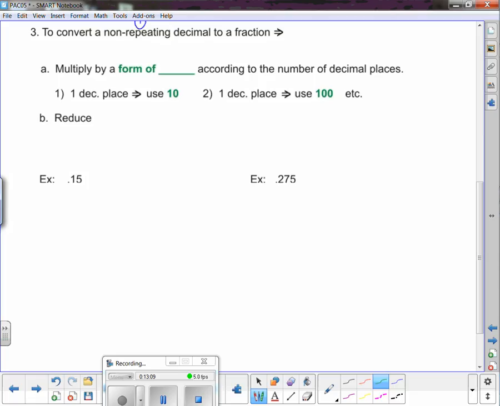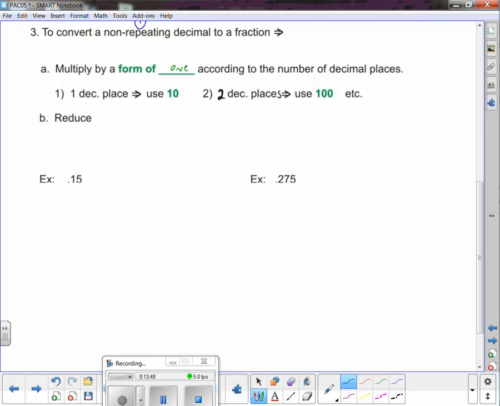Multiply by a form of 1 according to the number of decimal places. And we have to make a correction here in your notes. If there's 1 decimal place, use 10. This next thing should say 2 decimal places. So change that 1 to a 2 and change place to places. 2 decimal places, you'd use 100 over 100. 3 decimal places, you would use what? 1,000 over 1,000. Hopefully you don't have to do any like that, but if you did, it'd be 1,000. 4 decimal places, 10,000 over 10,000. All right, that's the idea.